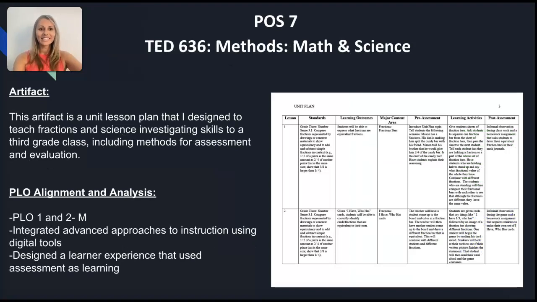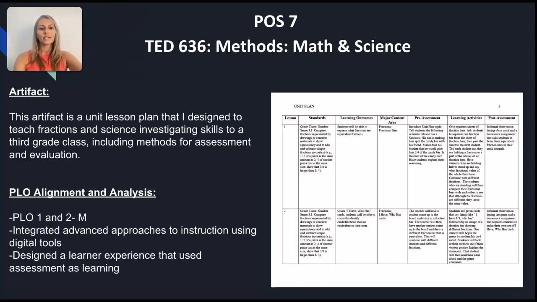Next, we have TED 636, Methods on Math and Science. So this is another unit lesson plan, but instead of incorporating all of those other subjects, it is math and science, fractions, and science investigative skills, again, focusing on methods for assessment and evaluation. And again, this aligned really well to the mastery of PLO 1.